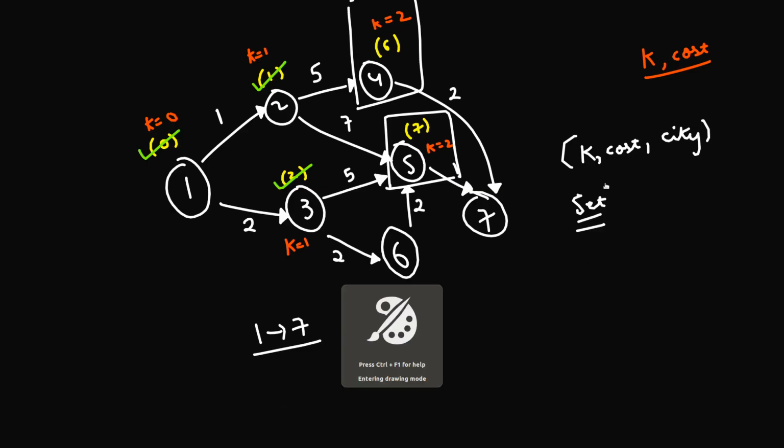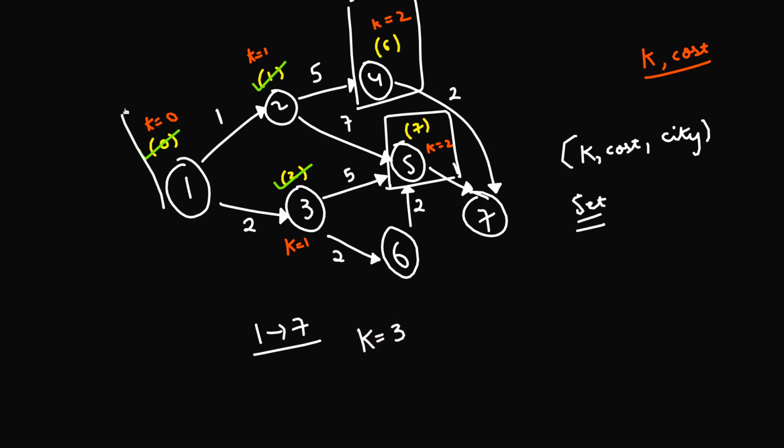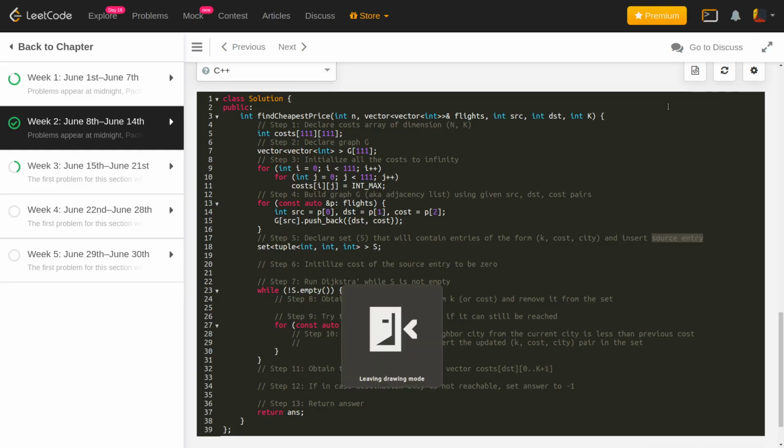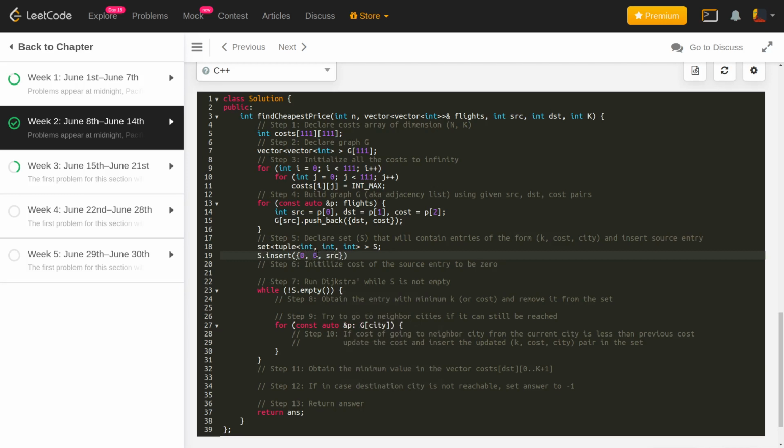So what do I mean by inserting the source entry? It means this particular entry that we have here, which corresponds to the source node, with k equal to 0 and cost equal to 0. Since k is 0 and the cost to visit that particular city is 0 as well, the entry that we are going to insert is 0, 0, city. The city in the starting is the source city. So we'll be inserting 0, 0, src in the set. So s dot insert 0, 0, src, because this is what the source is.